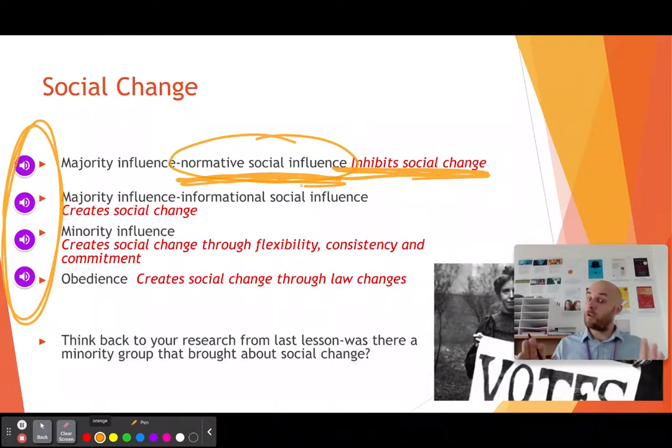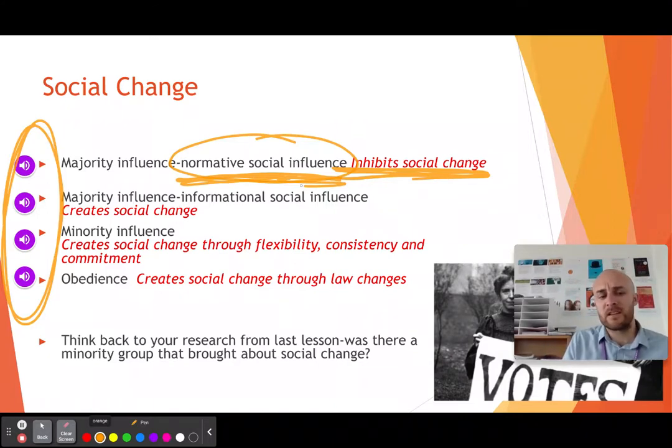You might go, yeah, you know what? I was wrong. I don't want to be disapproved of by the group. I'm going to stop that new behavior that we're doing. So you need to understand that normative social influence stops social change because we don't want to be disapproved of by the established majority. It's a really good thing to write down if I don't say so myself.